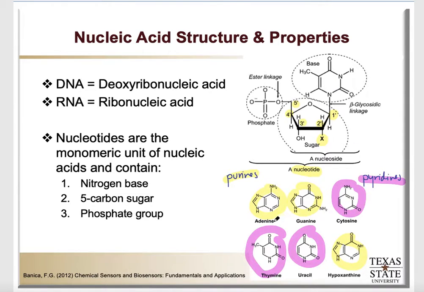Now, in terms of which of these are found in what kind of nucleic acid: adenine, guanine, cytosine, and thymine are found in DNA. Adenine, guanine, cytosine, and uracil are found in RNA. And then finally, this hypoxanthine might be something that you have never heard about. It is a natural nucleic acid base, and it is occasionally found in transfer RNA. We're not going to really be talking about that one too much at all.